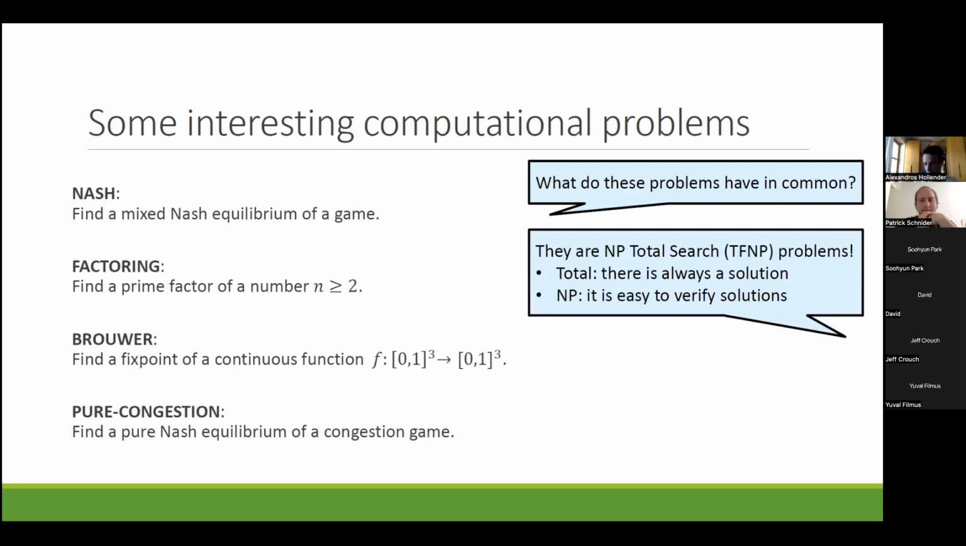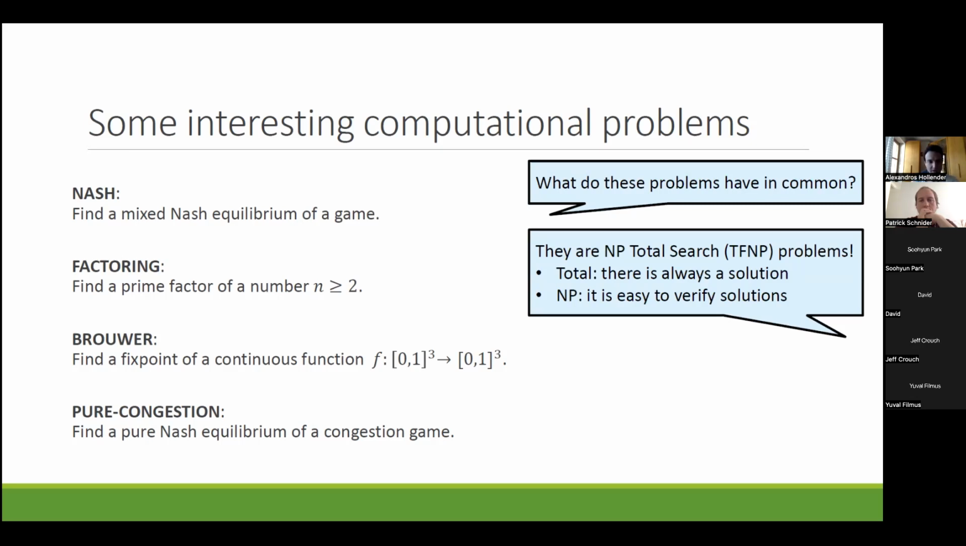Well, it is that they are all so-called NP total search problems, abbreviated as TFNP. So they are all in this class TFNP. And what does that mean? Why are they in this class TFNP? Well, essentially they have 2 crucial properties. The first one is that they are total, meaning that for any instance of the problem, there always exists at least one solution. And the second one is that they are in NP in the sense that you can always verify solutions efficiently, namely in polynomial time.